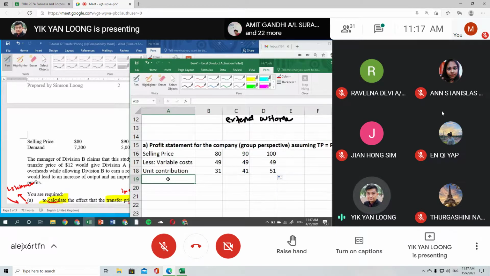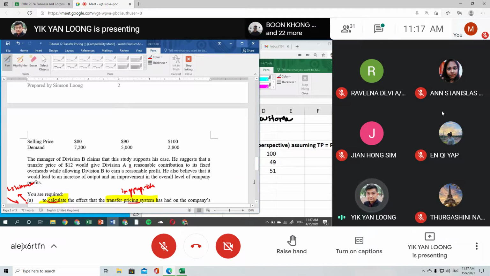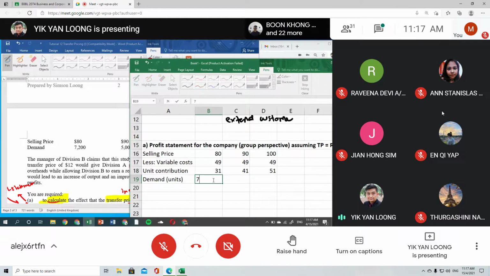So to find out the total contribution, all I need to do here is multiply by the demand in units. So we just copy from here 7,200, 5,000, and 2,800. Therefore, your total contribution will be unit contribution multiplied by the demand.